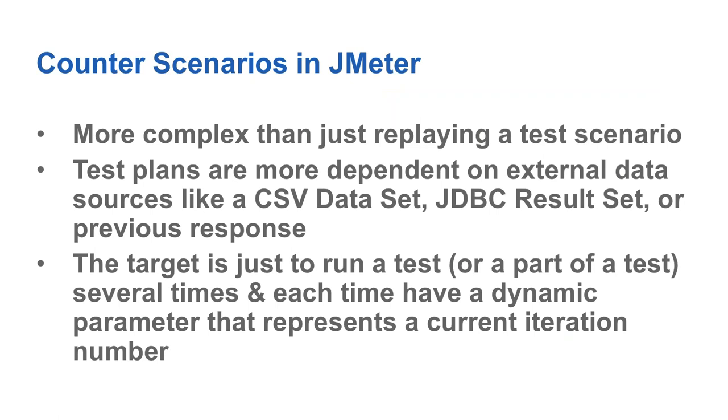When it comes to building various types of advanced JMeter test plans, which include not only replaying a recorded test scenario with an increased number of users, but something more complex than that, you will likely need to use some form of a counter. Now, these scenarios can include test plans that are perhaps dependent on external data sources like a CSV data set, JDBC result set, or previous response, or that the target is just to run a test or part of a test several times, and each time have a dynamic parameter which represents a current iteration number. So now let's describe how to use a counter and a loop controller in JMeter in order to efficiently run these complex tests.